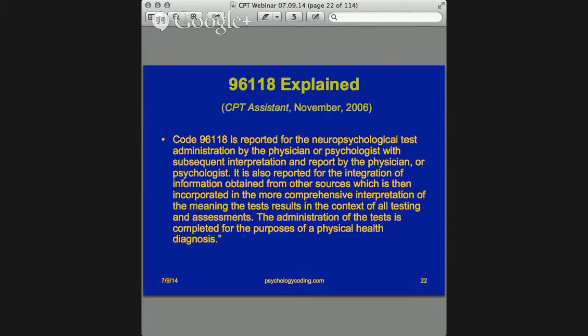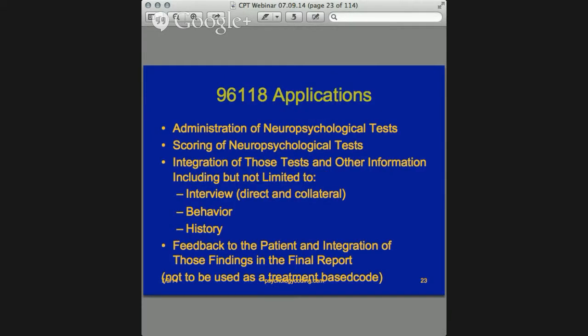All right, so to go into some more detail, again, notice that this comes from the CPT Assistant November 2006 article, which, for what it's worth, was partially ghostwritten by myself. This is information that needs to be integrated. So if you're integrating the Category Test with the Trail Making Test, with an FC or something of that nature, along with record material, collateral interviews, and so forth, that integration of information is going to be captured under 96118. And as you can see, 1.8 is involving administration, scoring, integration of this test with interview, behavior, and history, and feedback to the patient.